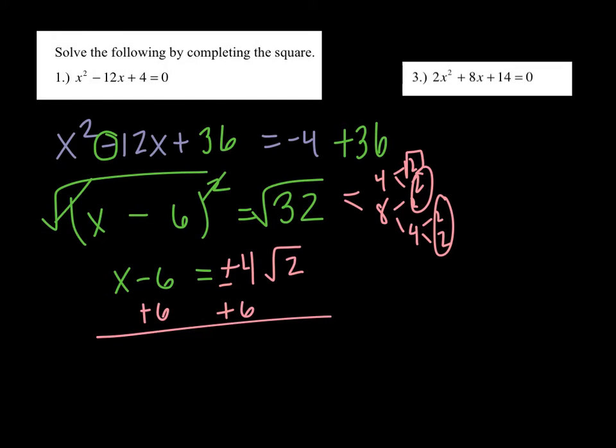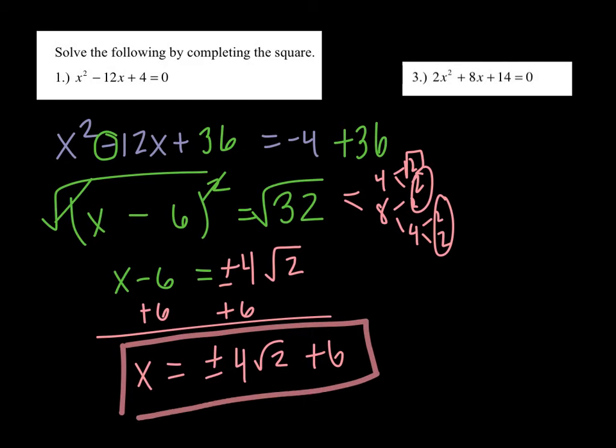And remember, if it's helpful to you guys, you can write this as plus or minus 4 square root 2 plus 6. If that's helpful to you guys, then trying to figure out where those pluses and minuses go, you can just add it on to the end. That's fine. But don't add them together because one has a square root or a radical and one does not. But that would be your final answer. So positive 4 square root 2 plus 6 and negative 4 square root 2 plus 6.